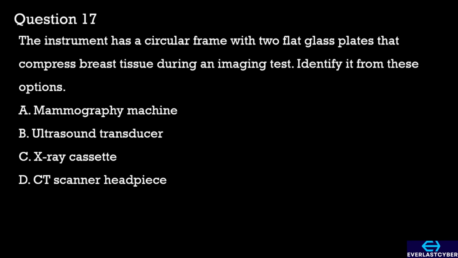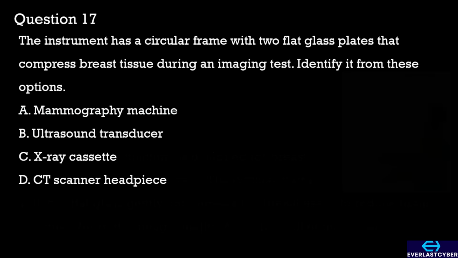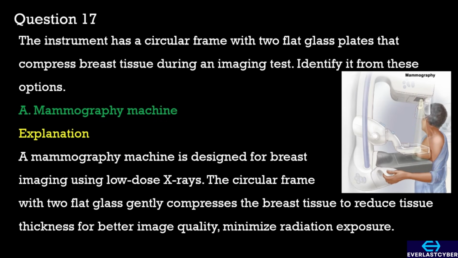An ultrasound transducer uses sound waves for imaging, but it does not compress tissue between plates. In option C, X-ray cassettes hold film or digital detectors, but it is not a device that compresses tissue. And in option D, the CT scanner headpiece is designed for imaging the head or body. It is not specifically for breast tissue. So based on the question, the correct answer is option A, the mammography machine.